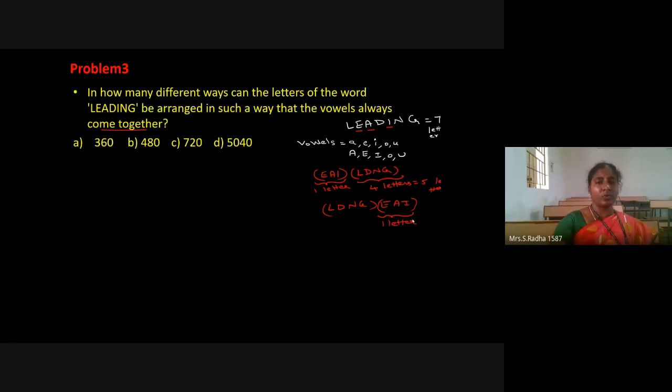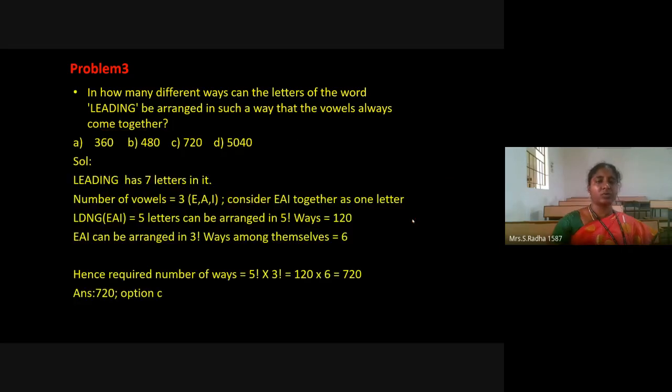So the remaining is 4 letters, and the total is 5 letters. If 5 letters are there, we can arrange them in 5 factorial ways. And the vowels are kept together, but they can be arranged among themselves. 3 letters are there, so 3 factorial ways we can arrange the vowels among themselves. Okay, 5 factorial, the answer is 120.